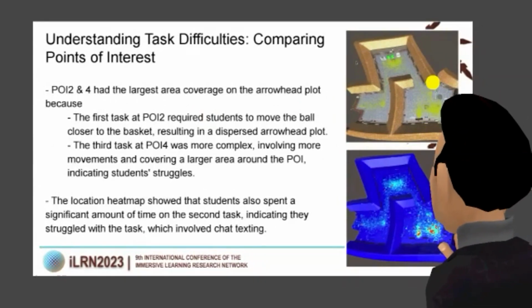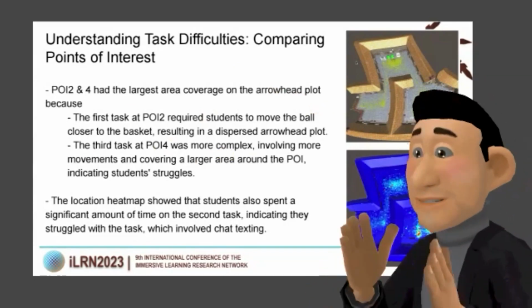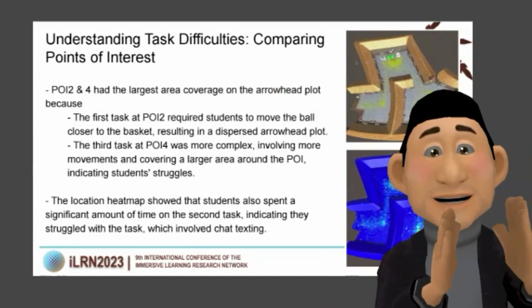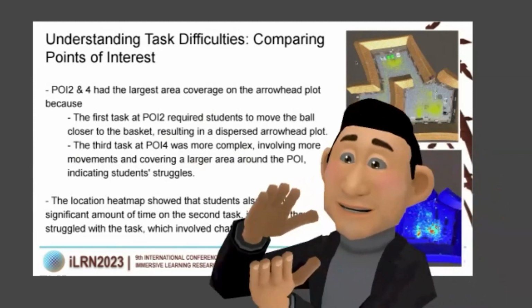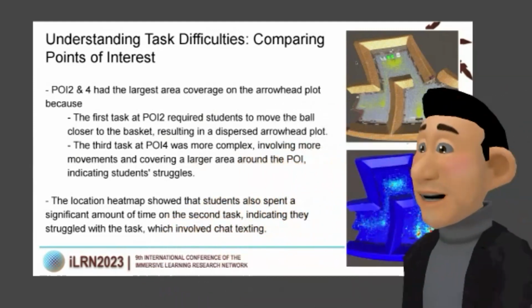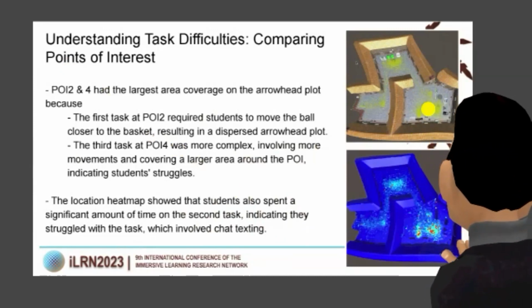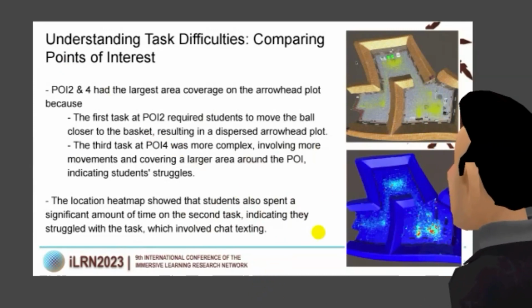So when they're doing the third task, they have to pick a key, then rotate, then move the key, then put it into the lock. So they have to move quite a lot, quite complex. That's why they move a lot, resulting in a large area coverage.